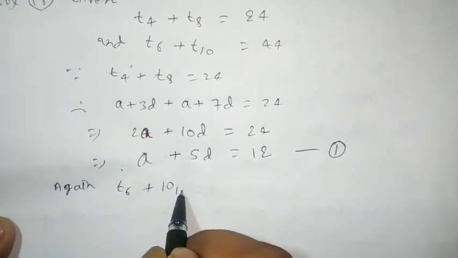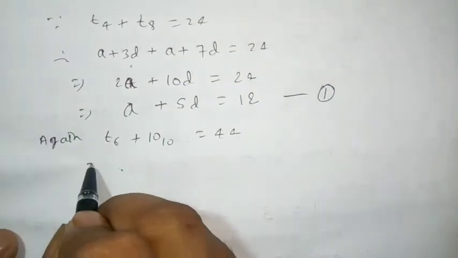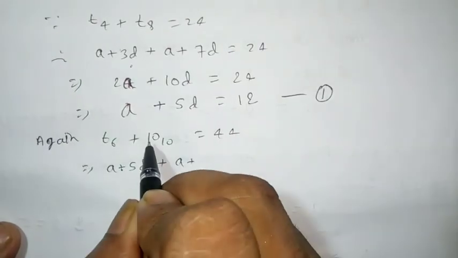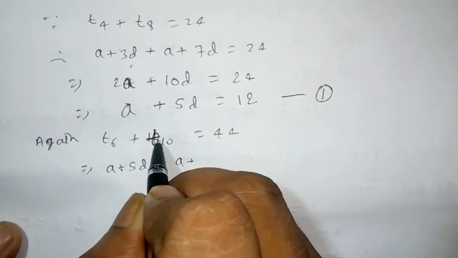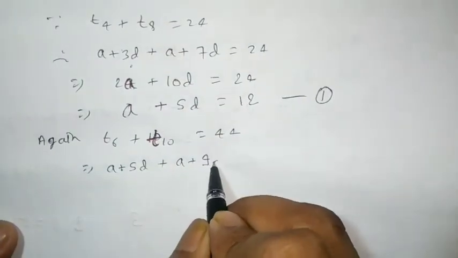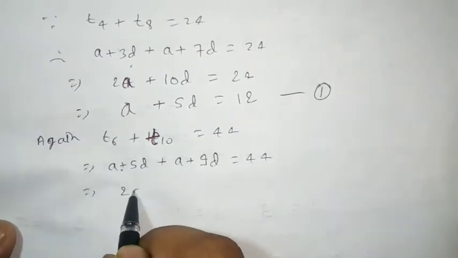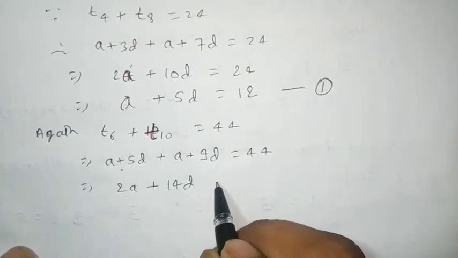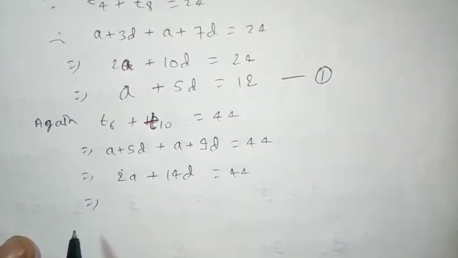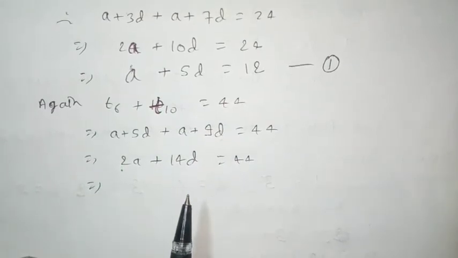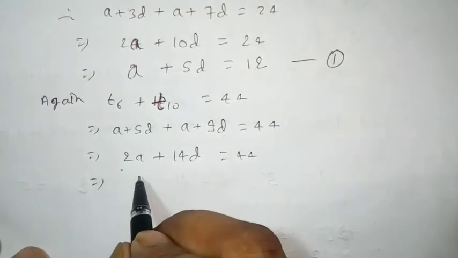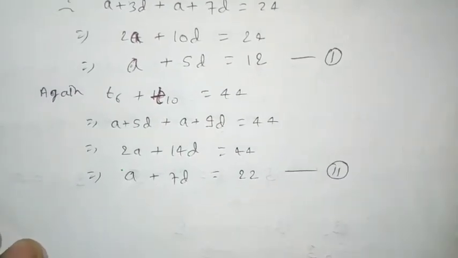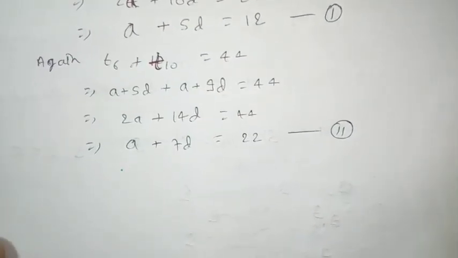Again, T6 plus T10 is equal to 44 implies A plus 5D plus A plus 9D is equal to 44, which implies 2A plus 14D is equal to 44. Again we divide all the terms by 2, then we get A plus 7D is equal to 22. Equation 2.